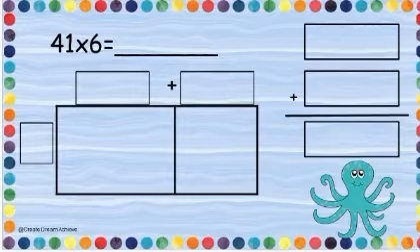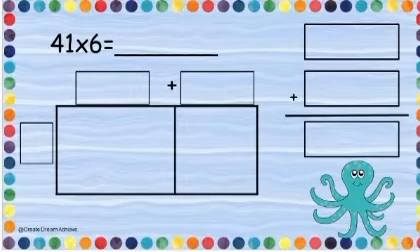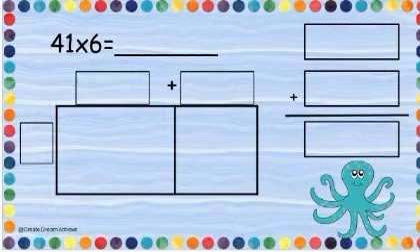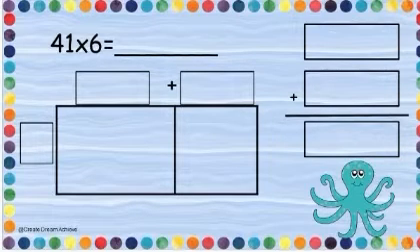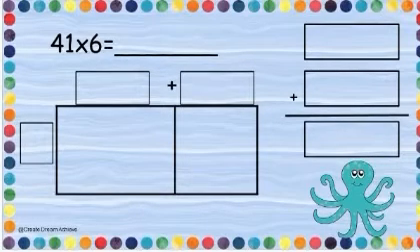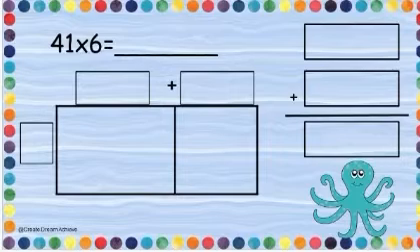Today we are going to be learning about how to multiply two-digit by one-digit numbers using the area model. So we have two numbers here. We have the number 41 and 6.